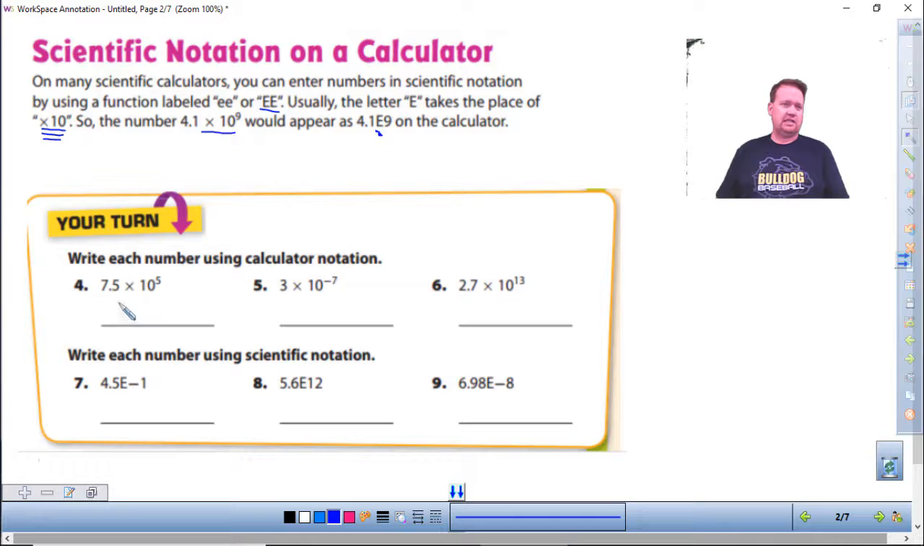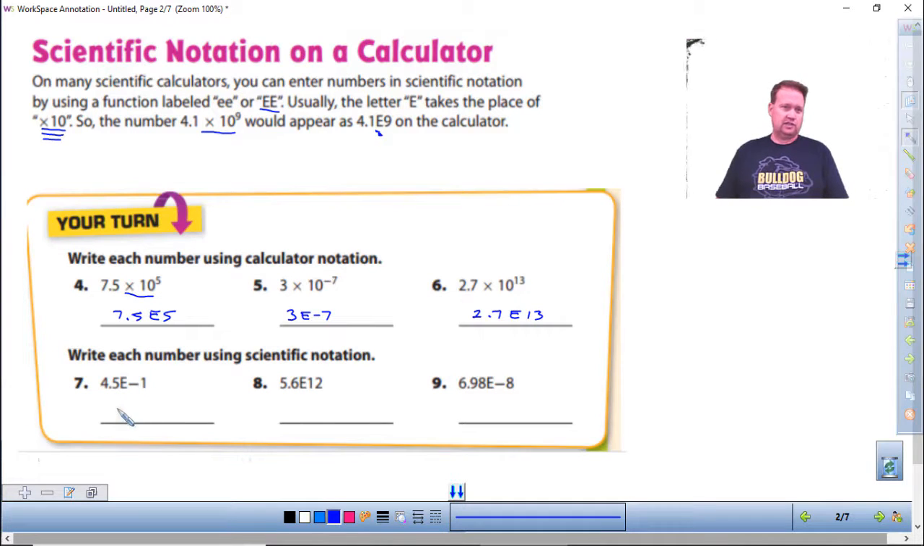So if I wanted to turn this into calculator notation, this part is just being replaced with an E or an EE. So it's going to look like 7.5 E 5. And it's a capital E, not a small e. And this one is going to look like 3E minus 7. There are no exponents or powers when we write this, because a calculator is not capable of doing that, unless you have maybe a more advanced calculator. Old style scientific calculators all function the same way, and this one's 2.7 E13.